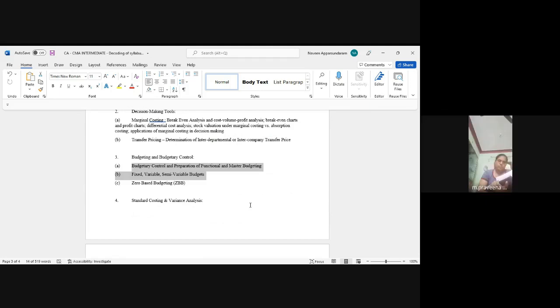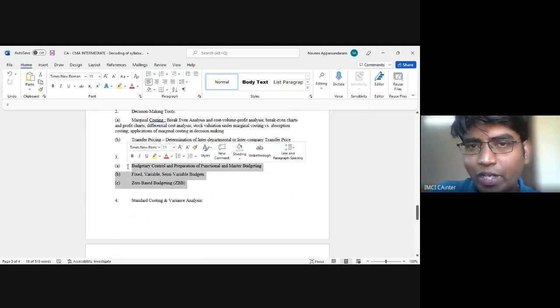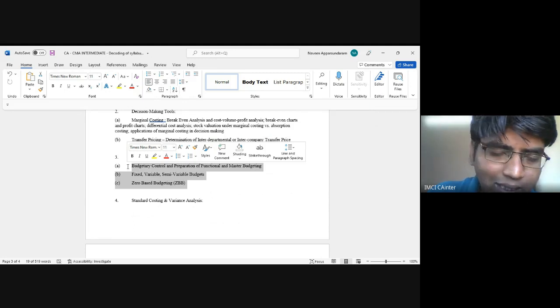We are going to study all of this. The decision making aspects will all be covered here. Extensively I'll be covering all these aspects, and this will be helpful for the CA students also. When we cover it extensively, all the decision making sums.